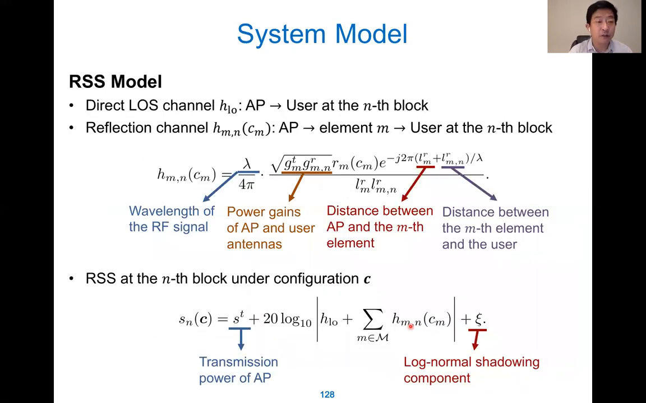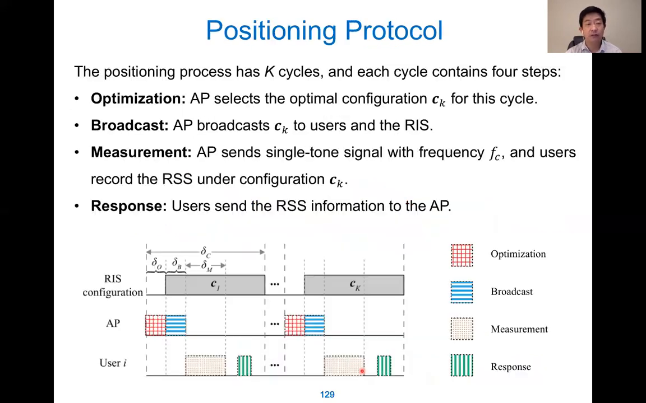For the RIS model, we have a direct line-of-sight channel from the access point to the user, and we have a reflection channel from the access point to the element and to the user, through the nth block. This is basically the channel model. This is the RIS nth block and so on.